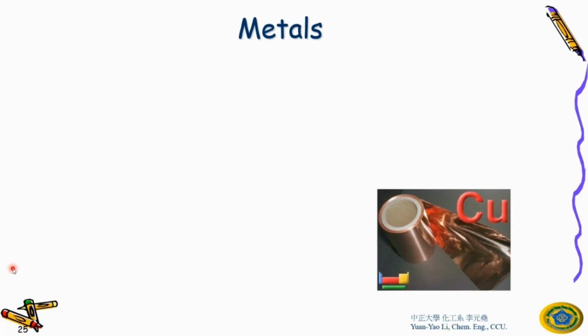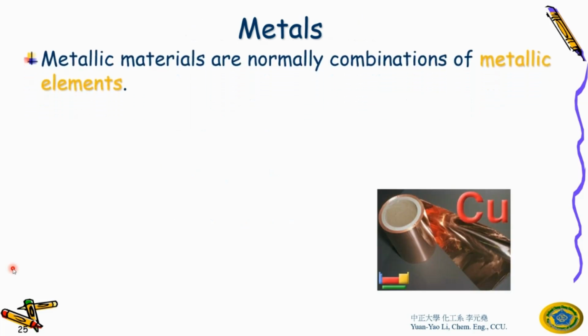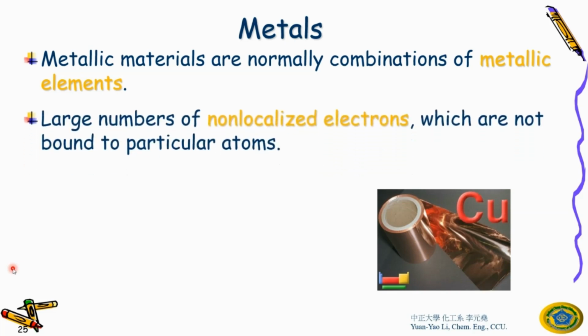I'm sure you know that metals, the metallic materials, are normally combinations of metallic elements. If you put 2 elements together, it becomes an alloy, right? If you have one element, it's a pure metal. There are large numbers of non-localized electrons, which are not bound by particular atoms. That's why metal has good electrical conductivity.